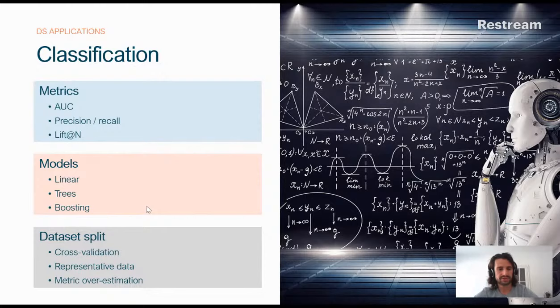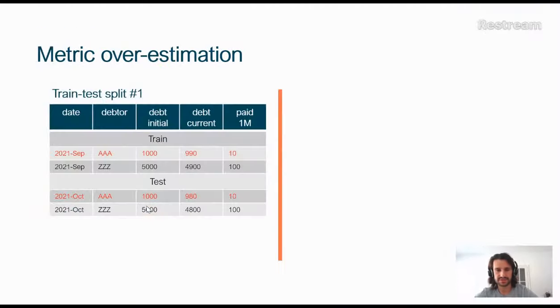And yeah, the thing about metric overestimation. I have a specific slide for it. That is how we split our data into train and test. Here is a small example. We see that there are only two customers, debtors, debtor A and debtor Z, and we have the data for them for September and for October. One of the ways to split the dataset into train and test could be like this. We get both of the debtors from September and put them into the train dataset, and the same debtors for October we put into the test dataset.